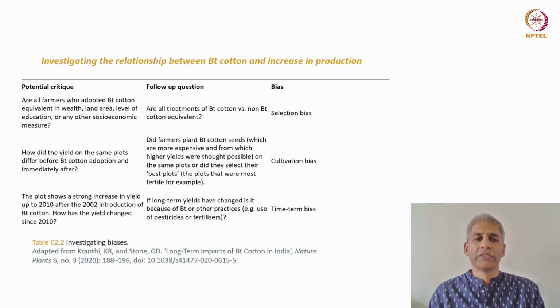So we showed that initial plot up to 2010. So how has cotton production changed in India after 2010? And could it be attributed to Bt or some other practices? Say the increased use of fertilizers or pesticides, or the increased use of irrigation. And so, how do you tease out all these factors?